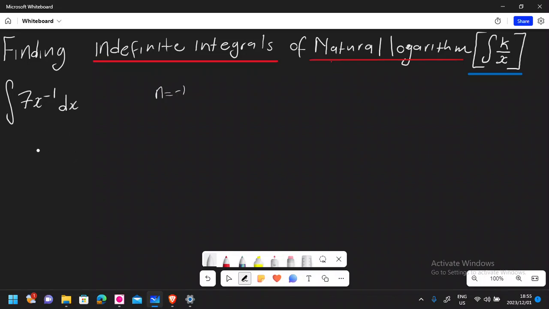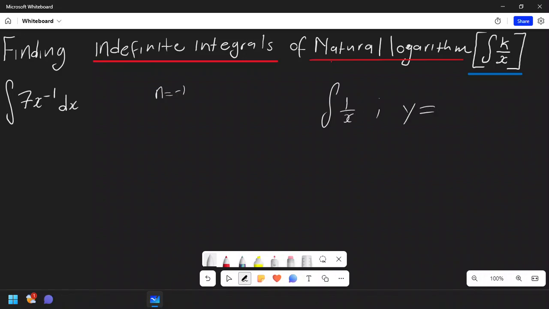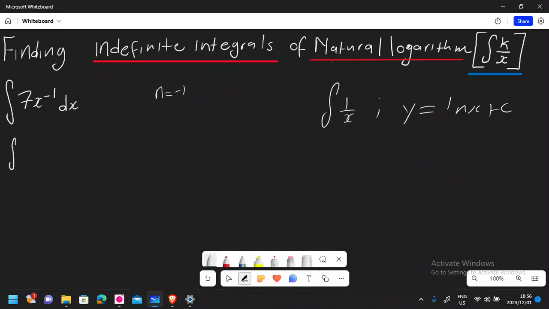So how is the formula? So the formula to integrate when you have n as -1, basically it's like this. So it's gonna be y equals natural log x plus c. Now because here we have 7, we have to simplify this first so that it can look like this. So let's do it. Before you remove the integral sign, you have to simplify it.